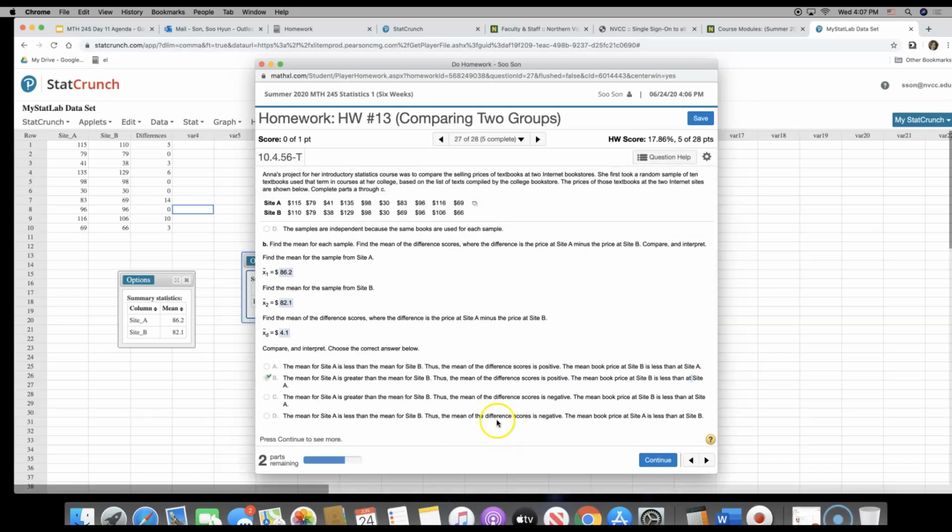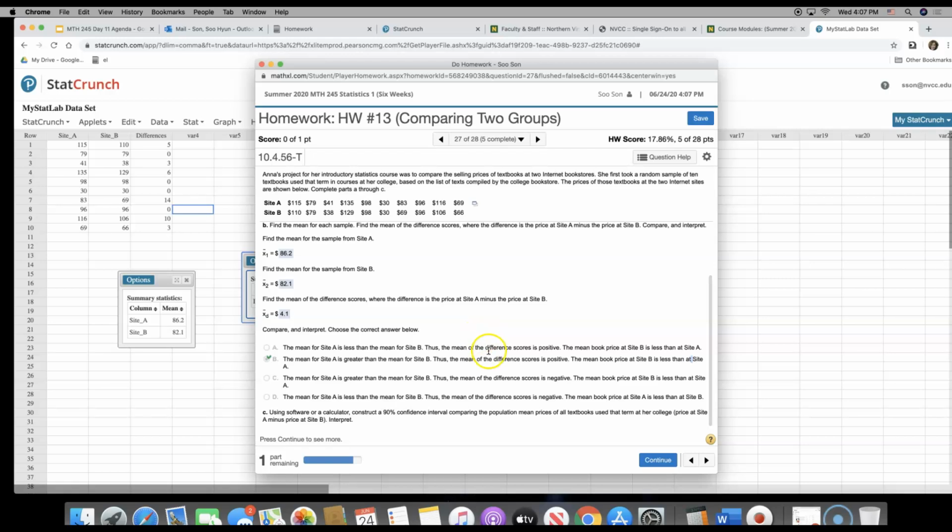Remember, depending on how you subtract, you sometimes get a positive answer, sometimes a negative answer, if you subtract a big thing from a small thing. All right, what's next? What's that circle going around for? Last part over here. Using software's calculator, construct a 90% confidence interval comparing the population mean prices of all textbooks at our college. Price at site A minus price at site B. We know how to do this. Now take a look.